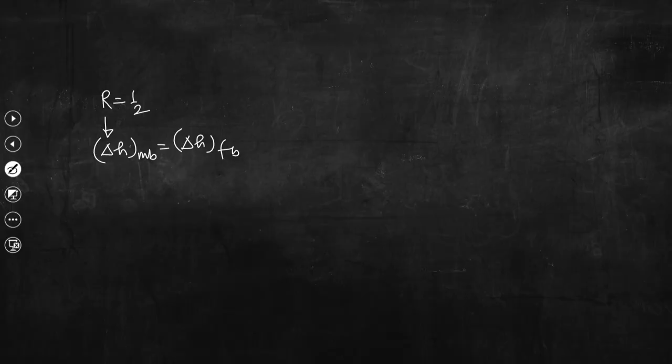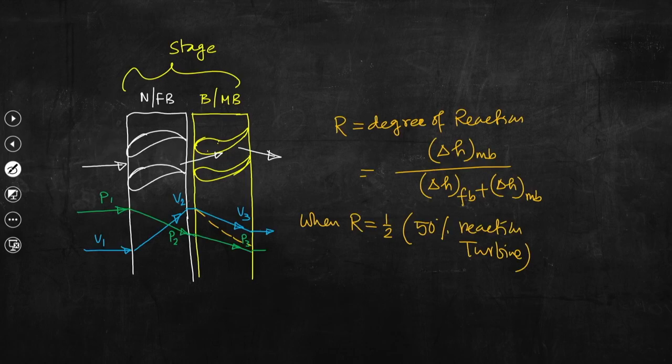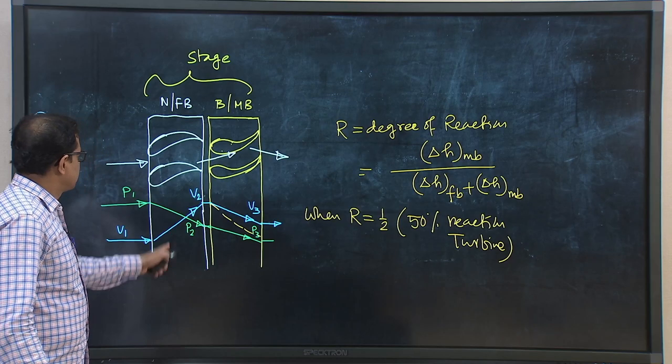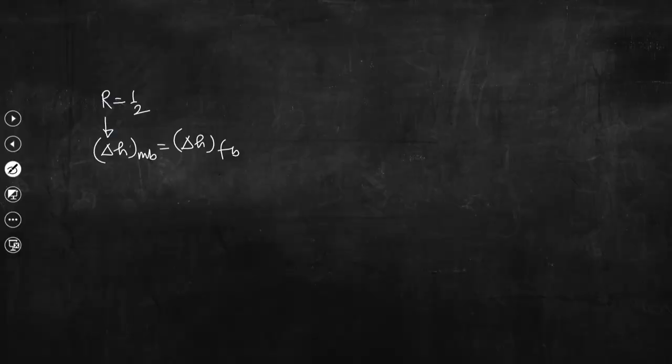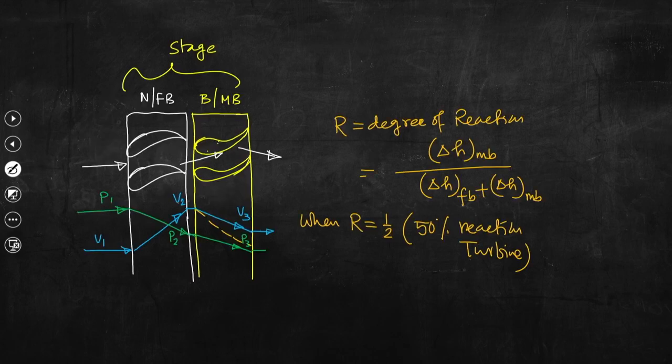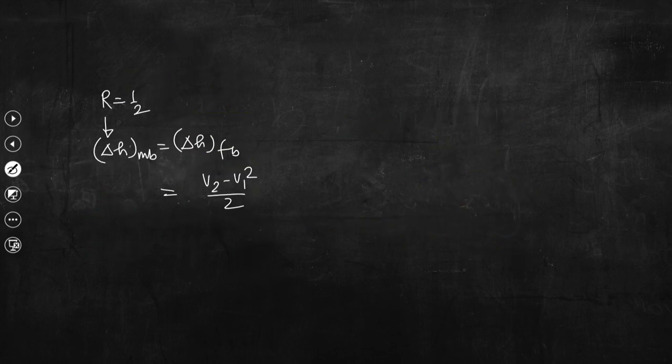Now for this case, if we go back to this particular stage, then we can write the isentropic enthalpy drop as v2 square minus v1 square by 2, that is in the fixed blades, and this is equal to, because this is the moving blade, v r3 square minus v r2 square divided by 2.